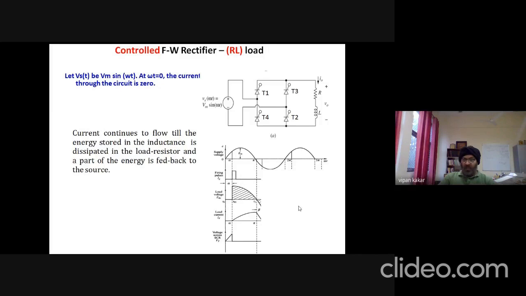Now, after angle pi, the inductor current starts to decay. The reason is that at angle pi, the supply voltage reverses itself, but due to the presence of inductance, which reverses its polarity, these thyristors keep on conducting. So the energy stored in the inductance is dissipated through this load, and part of it is fed back through these thyristors, and now the current reaches zero.